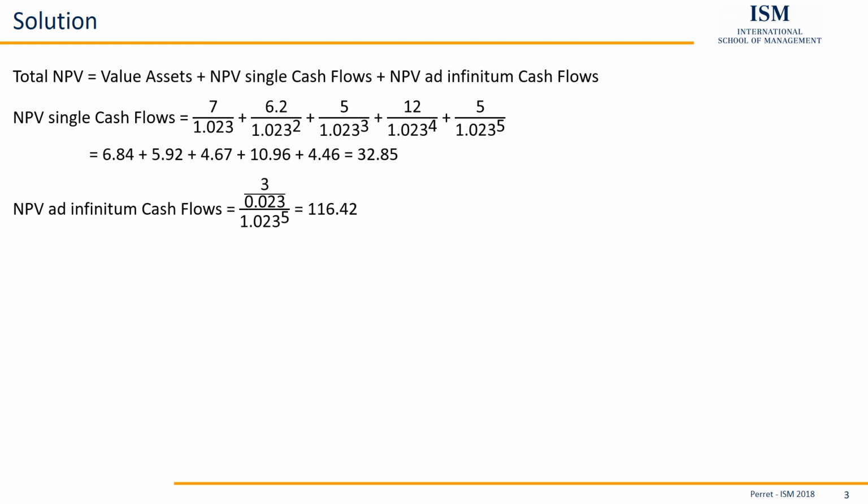And then, well, we can just put all the 3 parts together. So we get a total net present value by adding up the value of the assets of 30.5, the net present value of the single cash flows of 32.85, and finally the net present value of the ad infinitum cash flows of 116.42, giving us a total net present value of 179.77 in the corresponding unit. So here it's not euros, it's as we saw in the exercise. And that's then already all there is to this exercise.